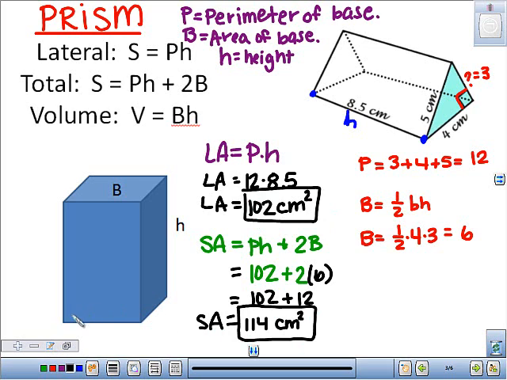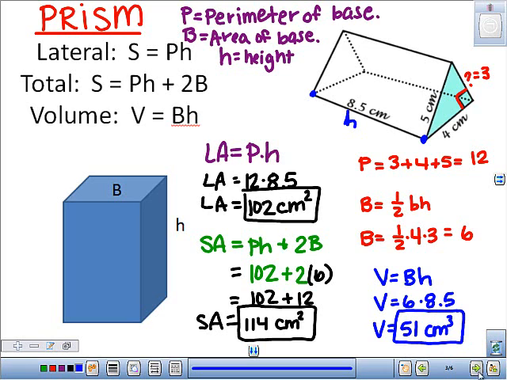Now we can find the volume. Volume is the area of the base times the height. We've already found the area of our triangular base to be 6. So B is 6, and the height, not the height of your base, remember this H refers to the height of the prism, so that's 8.5. So you do 6 times 8.5 to get a total of 51. So 51, and volume units are cubed.